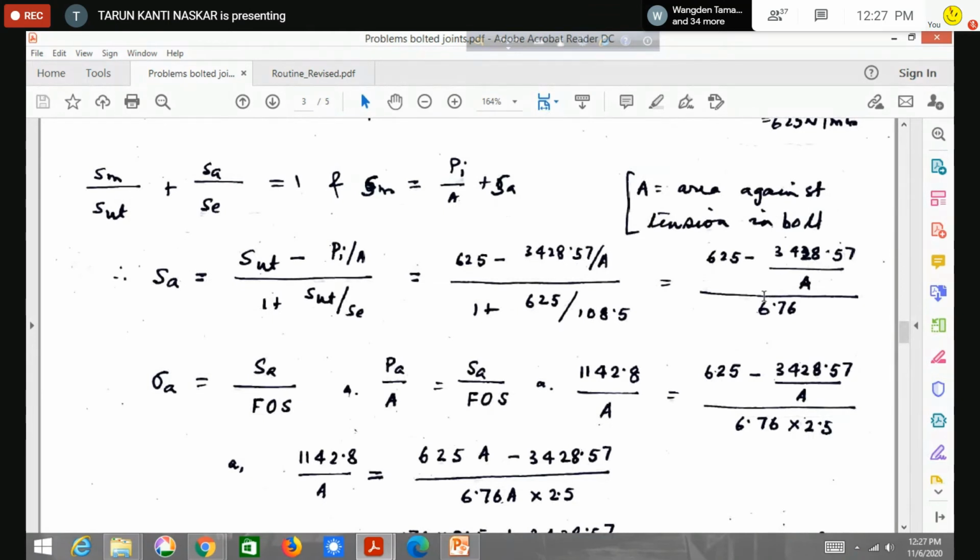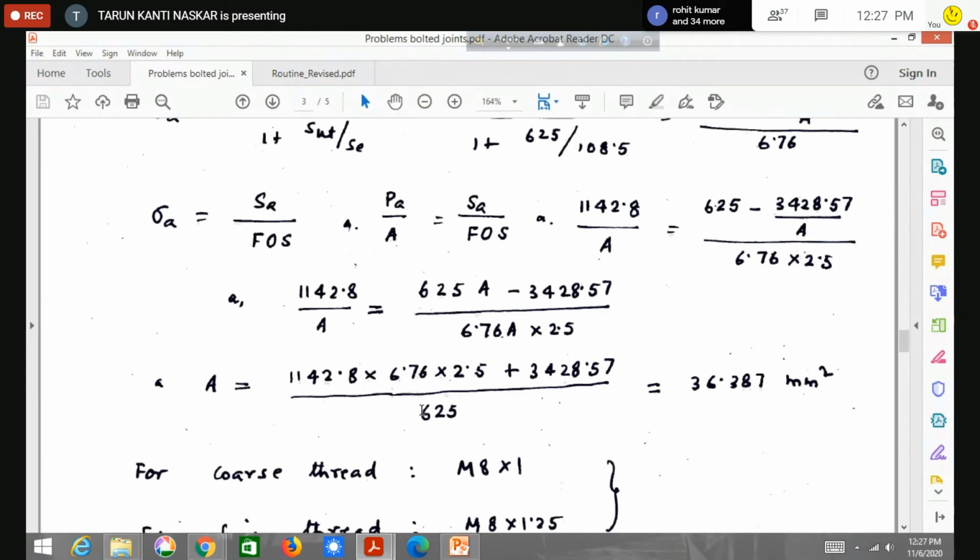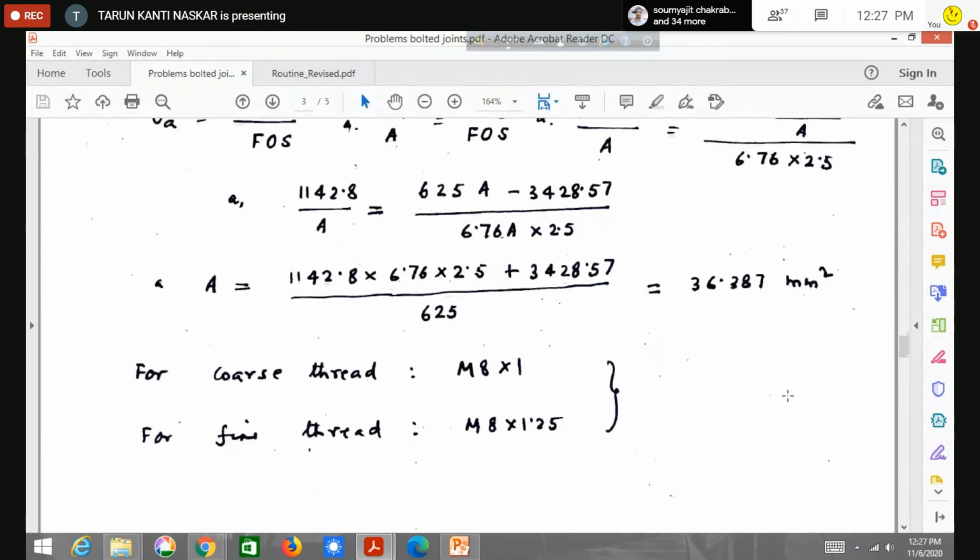Ultimately we reach here. Now sigma A equal to Sa by FOS, so sigma A means Pa by A, and ultimately this is the equation. Solving this, we can find out the value of A in millimeter square, and then you go to the table and, consulting the table corresponding to this area, coarse thread is M8 by 1 and fine thread is M8 by 1.25. So this way we can find out the diameter of the bolt by consulting the table.